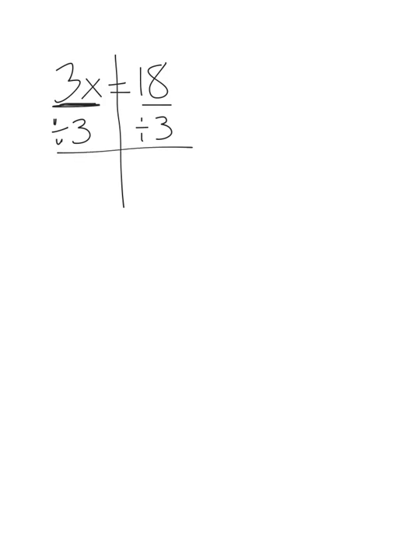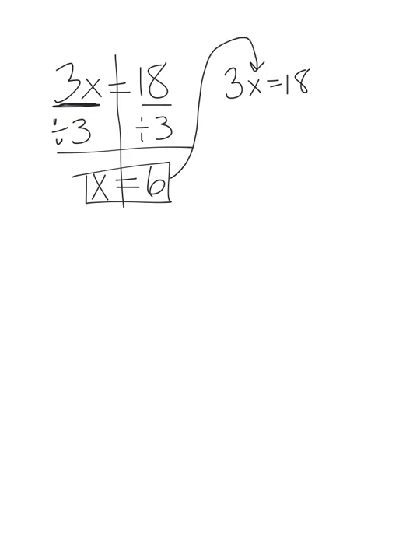3 divided by 3 is 1. So we would write 1x, but we never write the coefficient of 1. So it's just x, and then 18 divided by 3 is 6. So now when we check our work, we have 3x equals 18. I take the 6 and I substitute it in for my variable. And remember how we talked about that I don't just plug it in like that, because now that looks like 36. I need to put parentheses around it because we want to multiply the numbers. So it's 3 times 6, which is 18. So I'm correct.